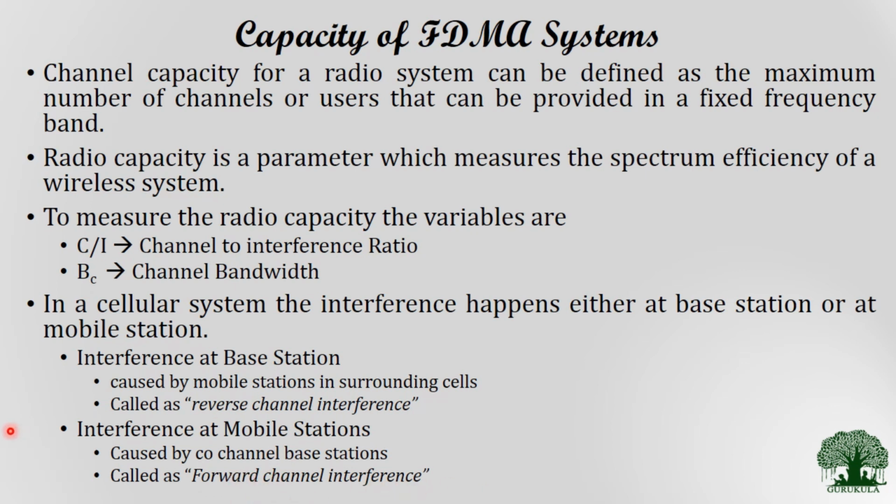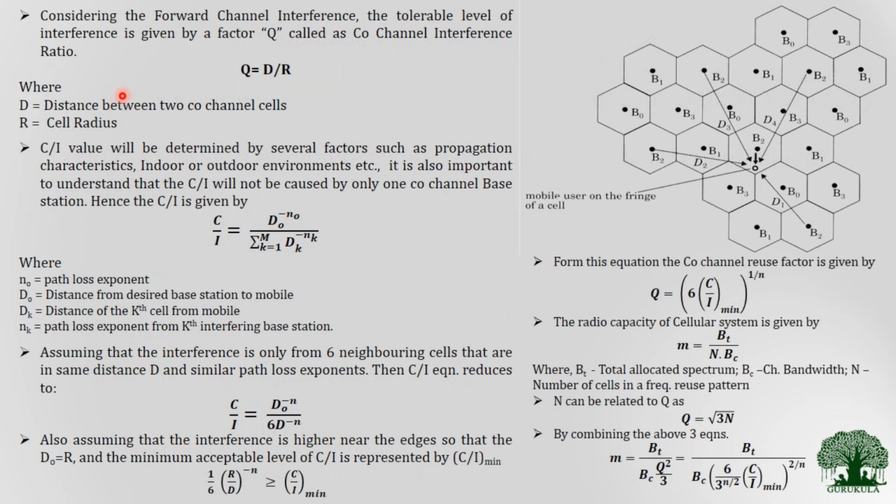Now we are interested in calculating the interference at the mobile station rather than the base station, so we will concentrate on that. When considering the forward channel interference, the tolerable level of interference is given by a factor called the Q factor, which we call the co-channel interference ratio. The co-channel interference ratio is given by Q equals D over R, where D is the distance between two co-channel cells and R is the cell radius.